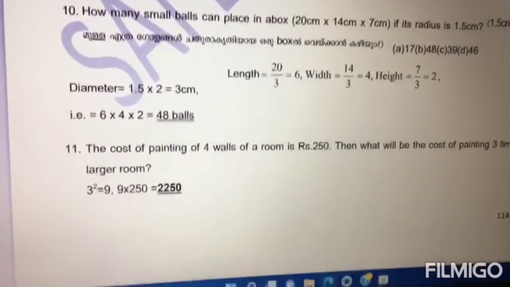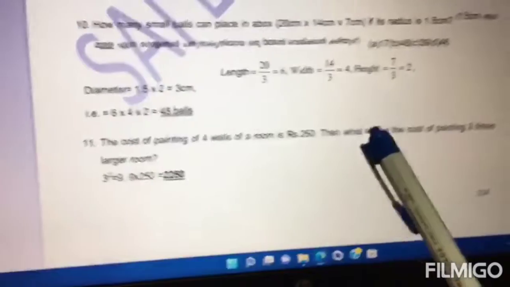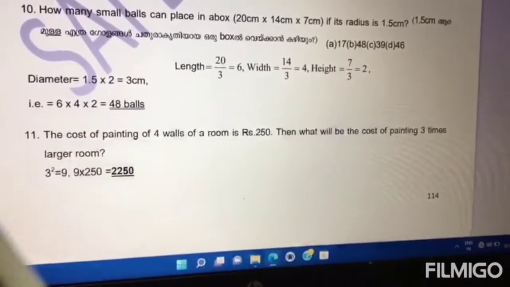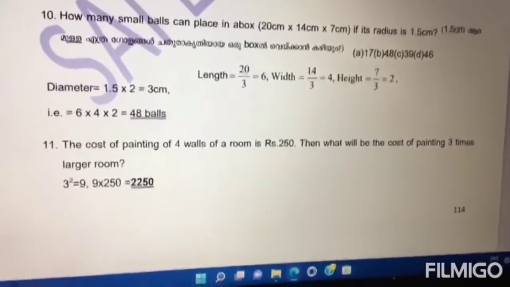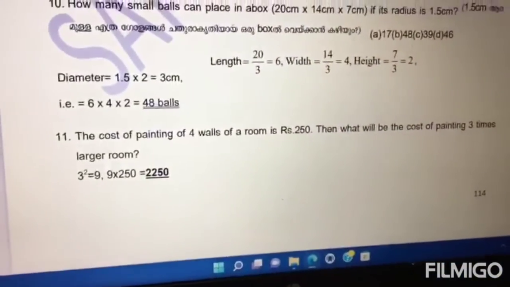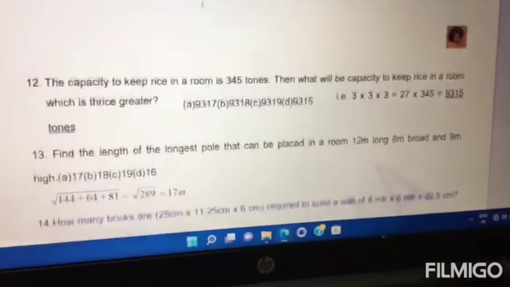Okay. Number 11. The cost of painting 4 walls of a room is 250 rupees. Then what will be the cost of painting 3 times the larger room? It will be nothing but 3 square, 9 into 250, which is 2,250. Okay.